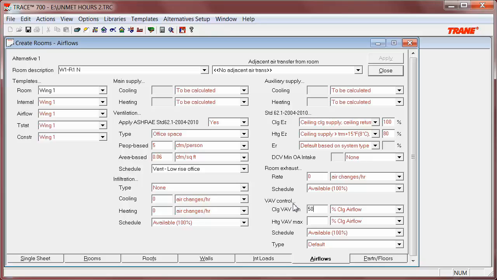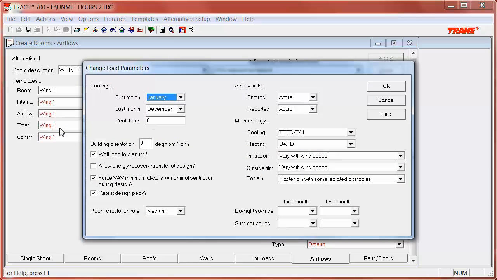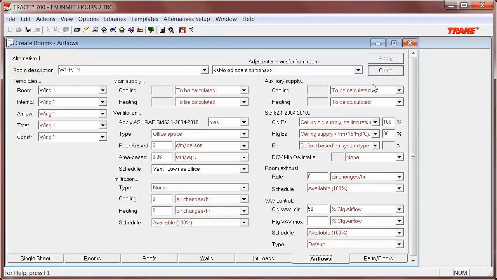Likewise, if the space does not receive the required ventilation during heating due to the minimum stop, select Actions, Change Load Parameters on the menu bar, and check the box for "Force VAV min always greater than or equal to nominal ventilation during design." This will adjust the VAV minimum automatically to ensure the space receives the defined amount of ventilation.